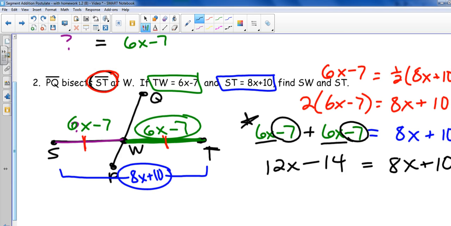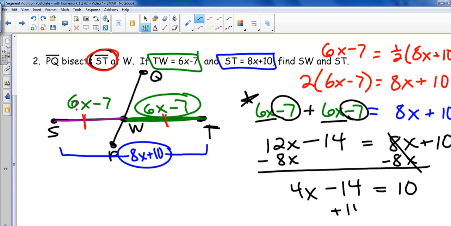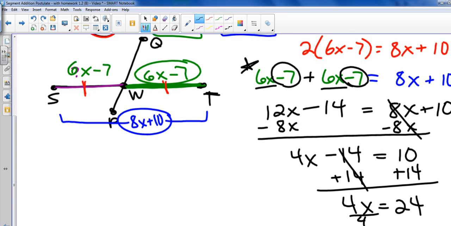And I've now got variables on the left and right, numbers on the left and right. Let's do it one at a time. I'm going to do my variables first. Subtract 8x from both sides, giving me a 4x on the left, minus 14 still equals 10. Add 14 to both sides, giving me a 4x on the left equals 24. And my final answer for x, for the algebra problem, is x equals 6.